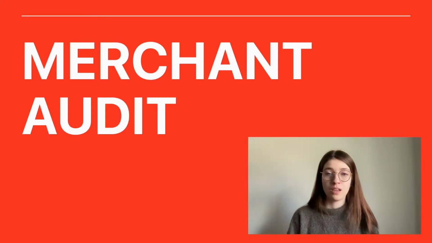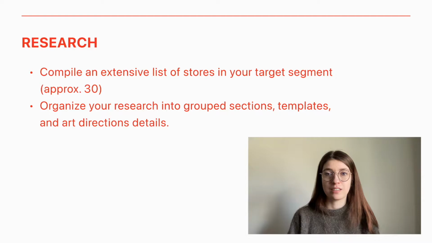Today I'm going to be walking you through our research process for how we start designing a new theme. Once you have defined your intended segment, like apparel, food and beverage, or premium goods, the first step is to conduct an audit to determine what type of art direction the theme should have and what types of sections and features would be most valuable to add.